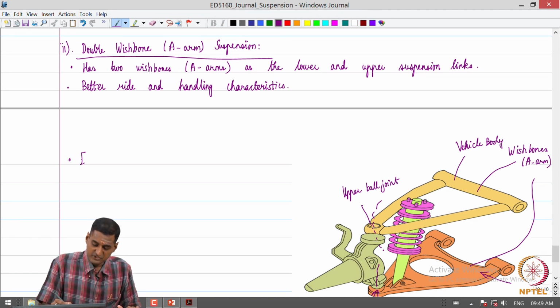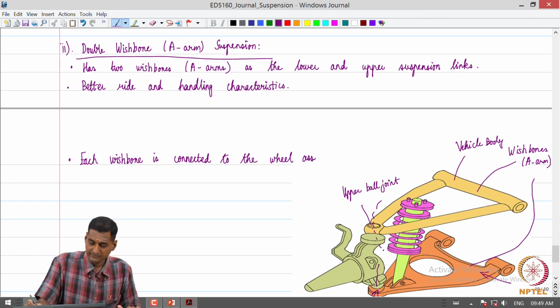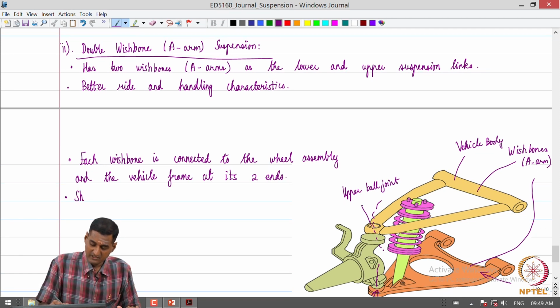So, each wishbone is connected to the wheel assembly and the vehicle frame at its two ends. So, that is one thing, and then we have what is called a short long arm suspension, abbreviated as SLA double wishbone.